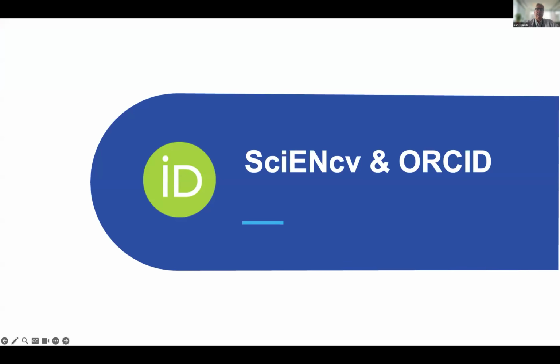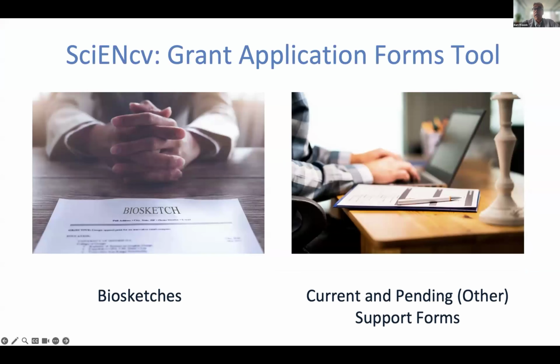So SciENcv has been around for about 12 years now. It is a tool that helps grant applicants fill out some of the paperwork that is required as part of these grant applications, mainly biographical sketches and current and pending other support forms. So the entire grant package has many other parts to it, and SciENcv covers these two forms.